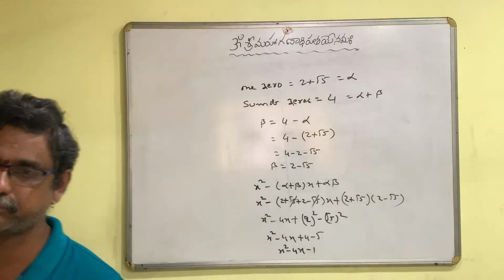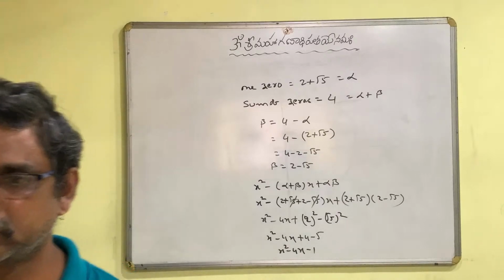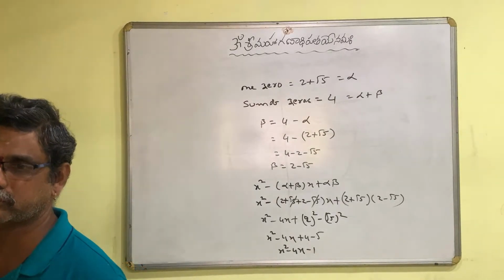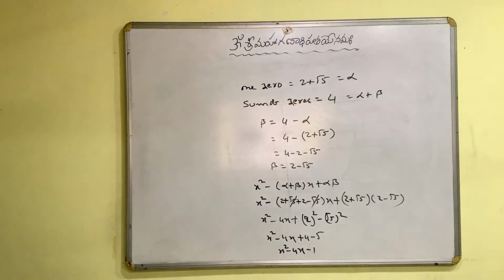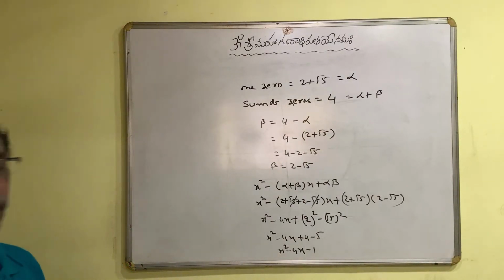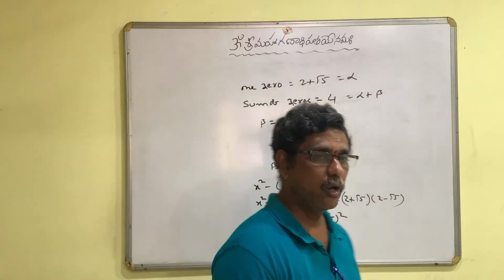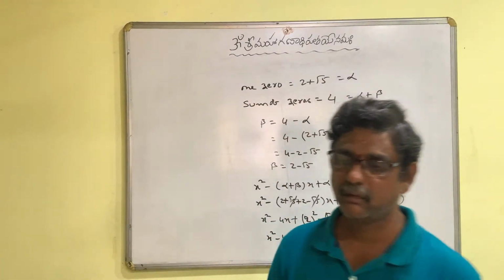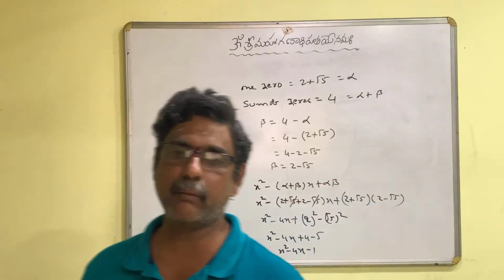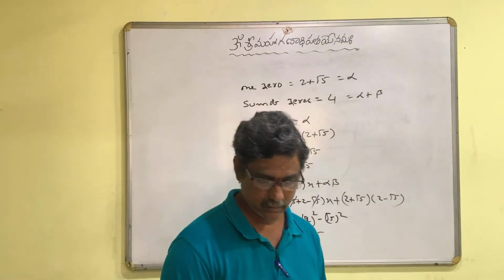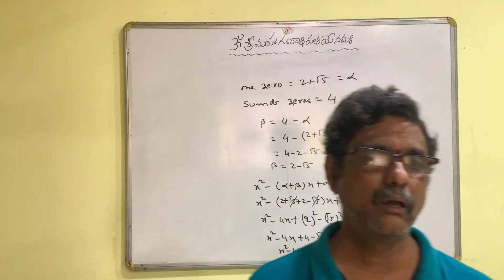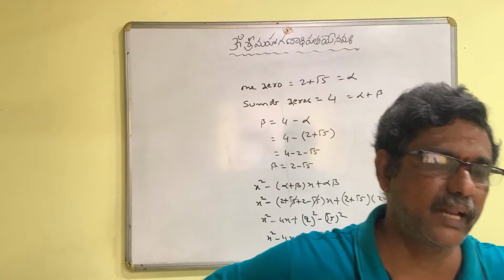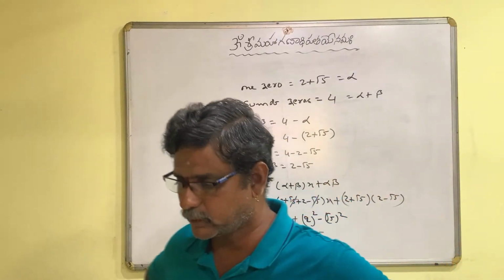x square minus 4x minus 1. Okay, children. So with this, the case study questions in polynomials are done. And tomorrow we will go ahead with another chapter, case study questions in another chapter. Okay.